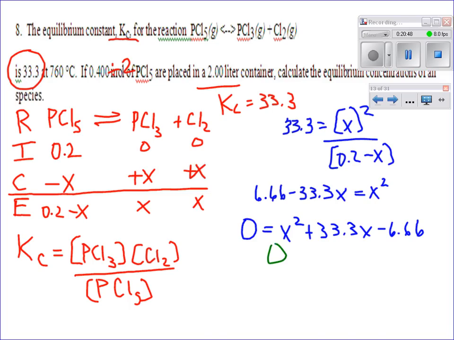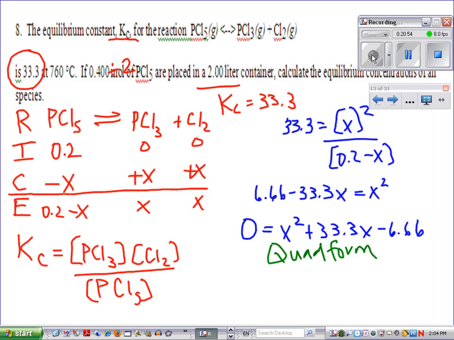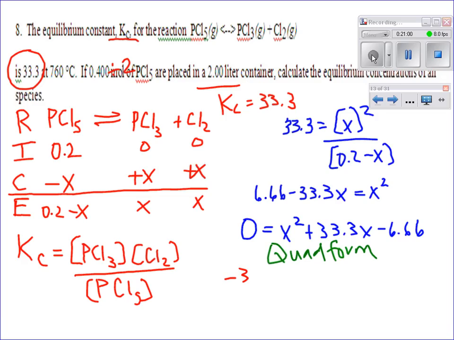So at this point, you can plug this into quad form, and you're going to get two answers. You should see two answers in your calculator. With the use of quad form, you should see negative 33.5, and you should see 0.1988. Those are the two roots.